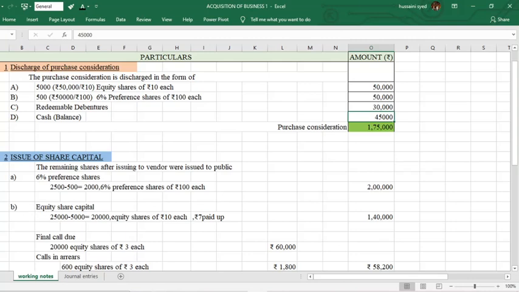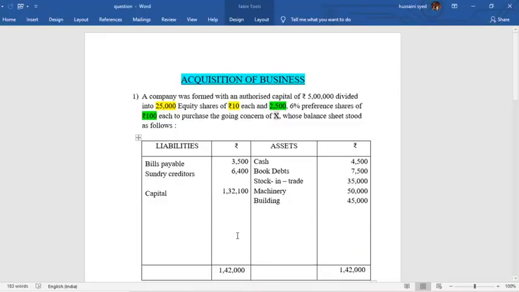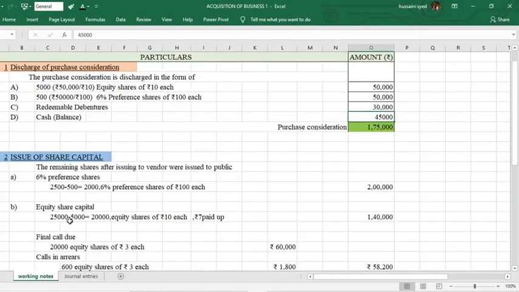Similarly, we are going to issue the equity share capital. How many total equity shares did you have? 25,000. From this 25,000, subtract how many you have issued to the vendor firm? 5,000. So you will get 20,000 equity shares of rupees 10 each.